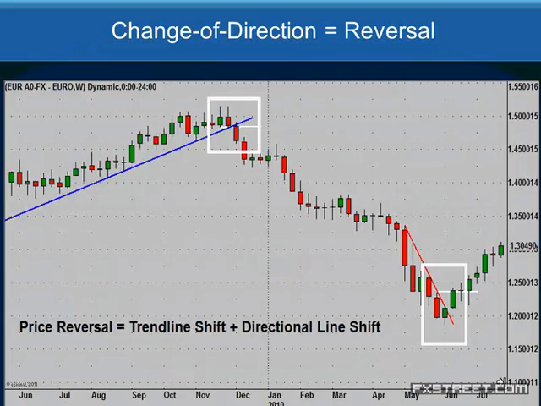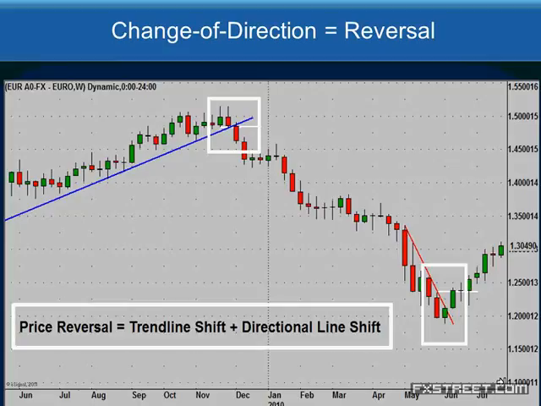And here we would demonstrate that point. There it is. Price reversal equals trend line shift plus directional line shift. We highlighted it on the bottom. That's what you're looking for. That's important to you because you want to know when the market reverses, right? So price reversal equals a trend line shift plus a directional line shift. We've gone ahead and highlighted the 2 instances for you.